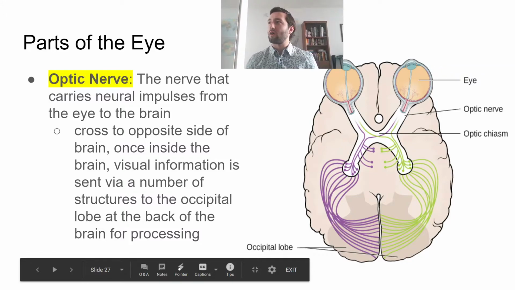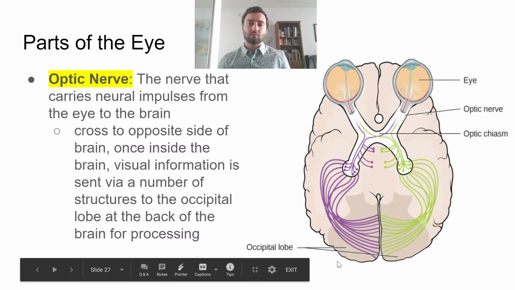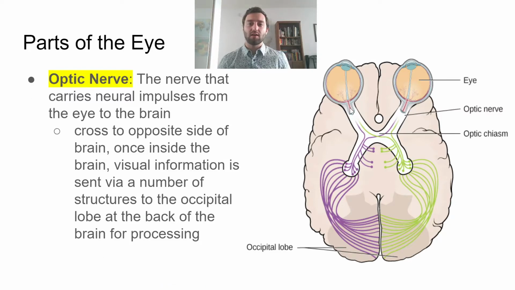Then we get to our optic nerve. So our optic nerve, you can see them right here, right? They're pretty straightforward. They are taking the information from the eye and sending it to the parts of the brain. And so you can kind of see the pathway here.